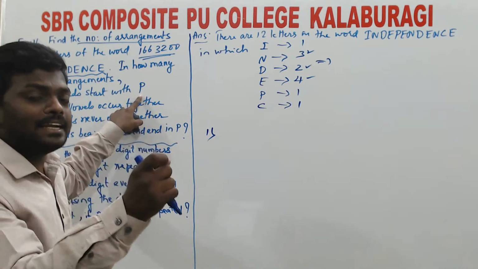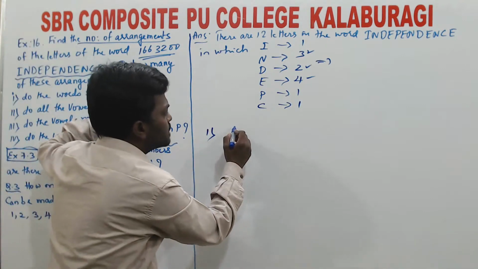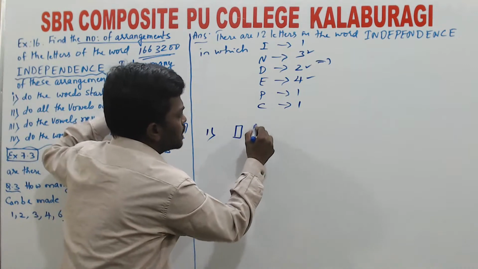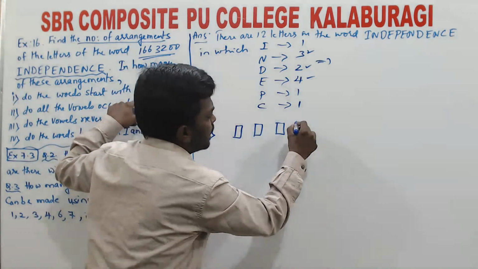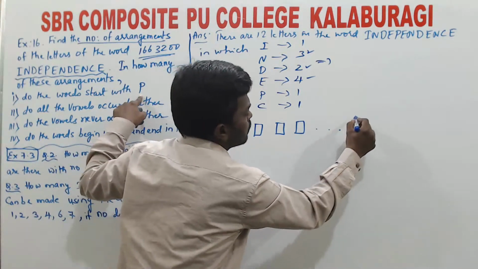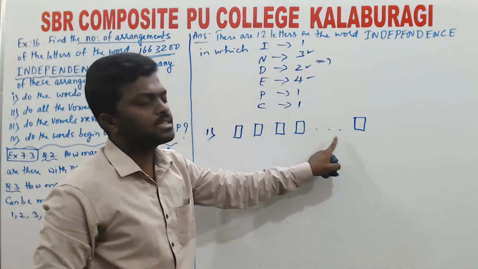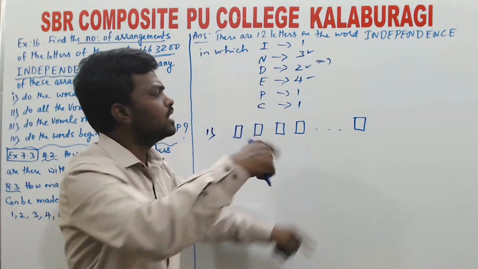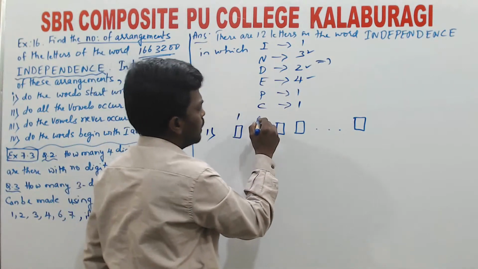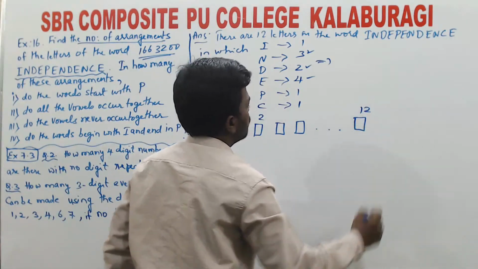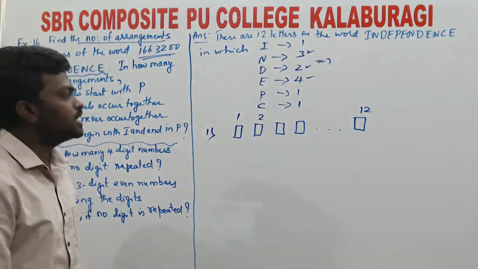So how many letters are there in the word independence? There are 12 letters, students. Right? So there are 12 boxes, right? I've just put 3 dots, which means it is continued till the last one. So 12 boxes. Is that clear, students?